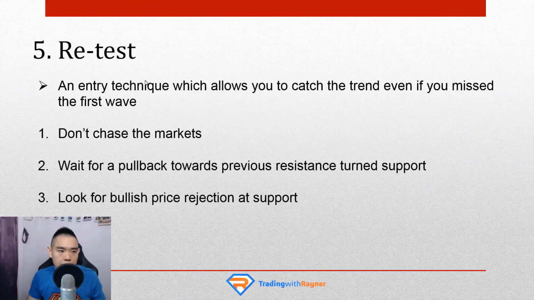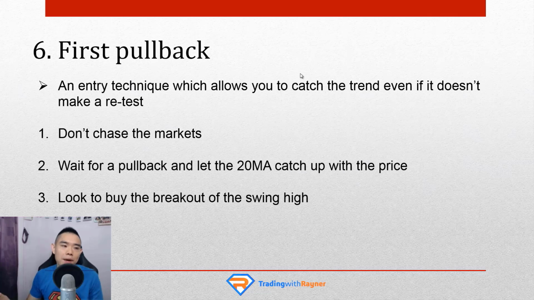This is the retest. Number 6, the first pullback. Right, so this is an entry technique which allows you to catch the trend even if it doesn't make a retest. Because I know many of you who know basic technical analysis face one problem: "Hey, Rayner, don't try to smoke me, man. Quite often the price doesn't make a retest." Yeah, I know. I admit the price may not make a retest all the time. So this is where this 6th technique called the first pullback comes into play.